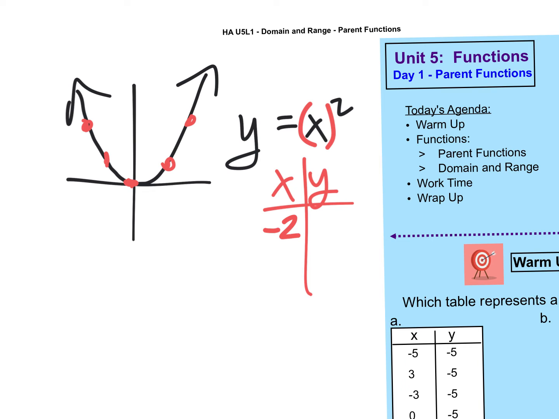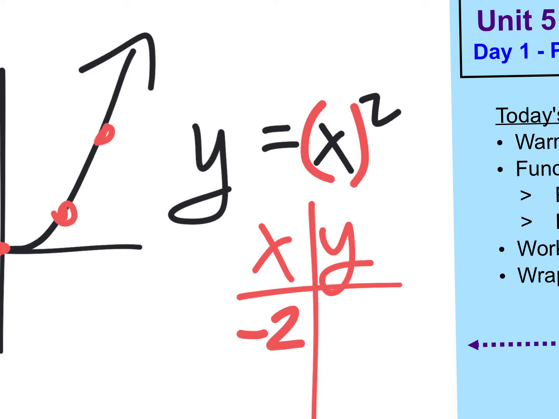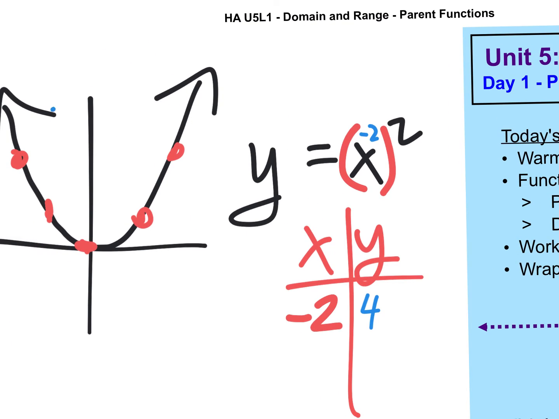What do you mean put it in? I mean put it in for the X. So this X here becomes -2. And then you take the -2 and you square it, and what do you get? 4. -2 comma 4 is one of the points. In fact, that's this one right here. Do you get how I'm getting these points? I'm sticking a number into the function.